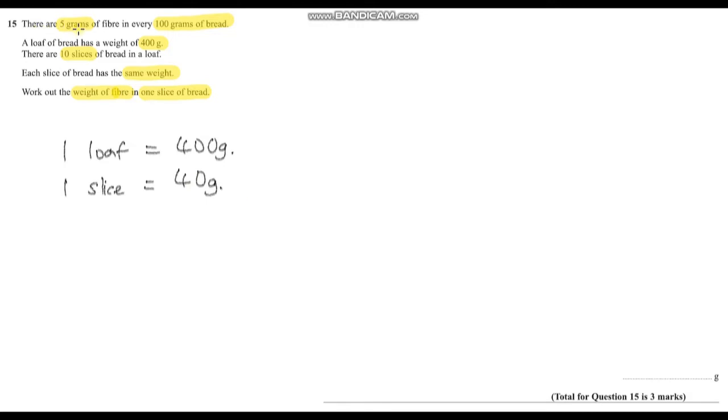Now at the top we're told that there are 5 grams of fibre in every 100 grams of bread. So if we write down the ratio of fibre to bread, well, we know that there are 5 grams of fibre for every 100 grams of bread. And we need to work out the amount of fibre or the weight of fibre in 1 slice of bread. So we know that 1 slice of bread is 40 grams. So 40 grams, and we need to work out how much fibre there is. So we've got 3 numbers here and just 1 missing number here.